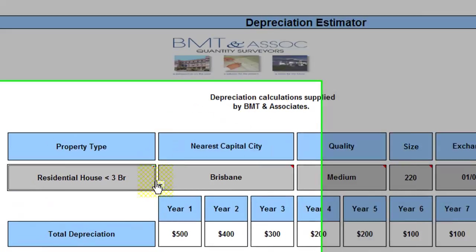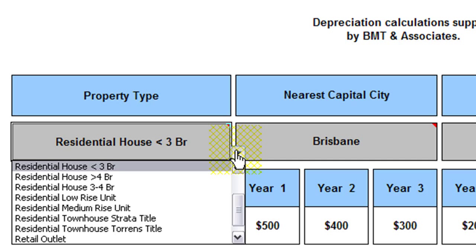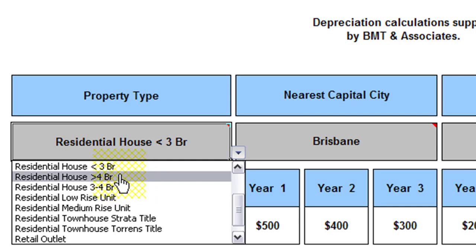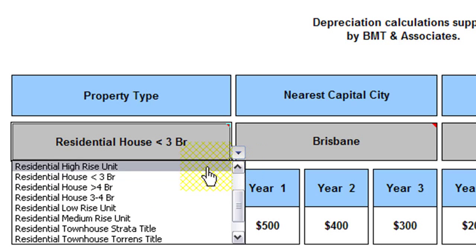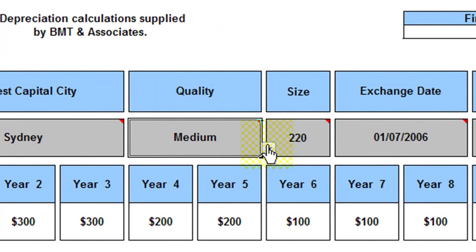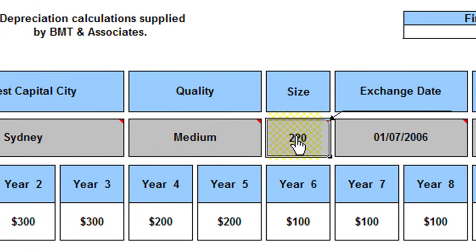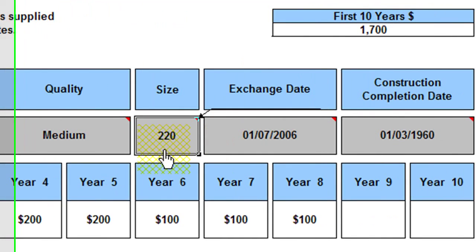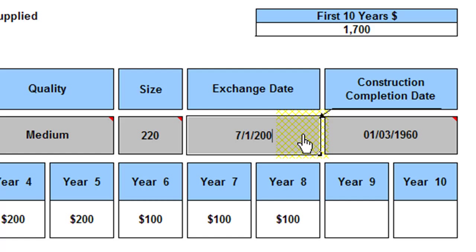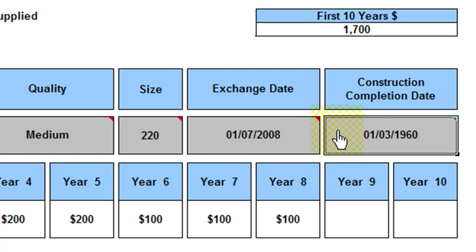And we can see in here we can select by dwelling type, whether that's residential, commercial, office, manufacturing, that kind of stuff. We can select the property type based on that. Nearest capital city, in this case it's Sydney. Quality of construction, medium. We've got the building's square area, so 220 square meters. The contract was exchanged mid 2008. And in this case, the property was originally constructed in 1960, so it was almost 50 years old.